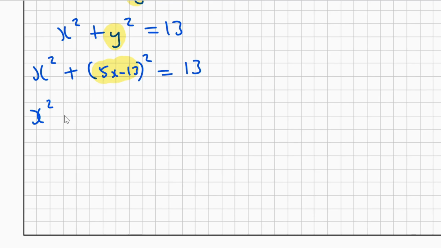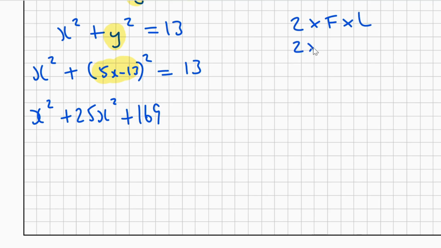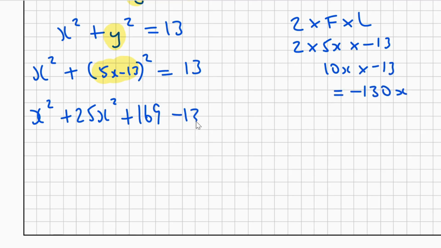5x to be squared, 5 by 5 is 25, x by x is x squared. Square the next. Minus 13 to be squared, minus minus is plus, 13 by 13 is 169. And the hardest bit here, 2 times the first times the last, 2 times 5x times minus 13. So 2 times 5x is 10x, times minus 13 is equal to minus 130x. Is equal to 13.